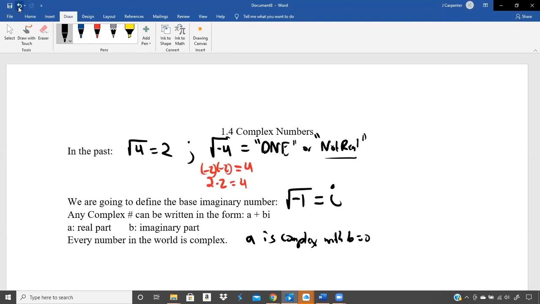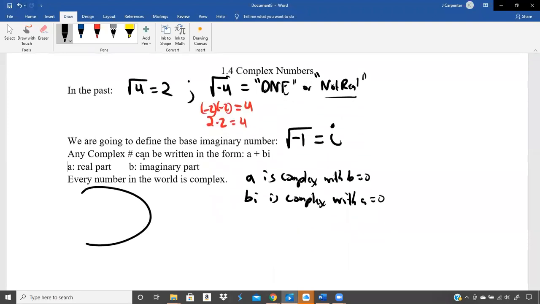Also, bi is complex. It's just that the a is 0. So imaginary numbers are complex, real numbers are complex. Every number in the world is complex. So real numbers are what we call a subset of complex numbers. Imaginary numbers are a subset of complex numbers. And what I mean by subset is, here's our complex numbers. You can say that our real numbers are here, and our imaginary numbers are here.